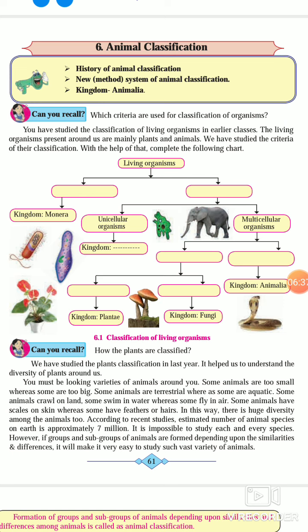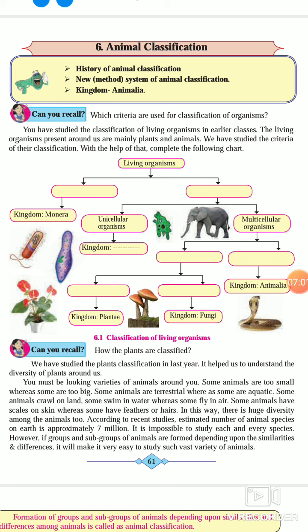There are approximately 7 million varieties of animals on the earth. So it is impossible to study each and every species. How could we learn 7 million animals? So we have to classify them into various groups, so that our study will be easy.